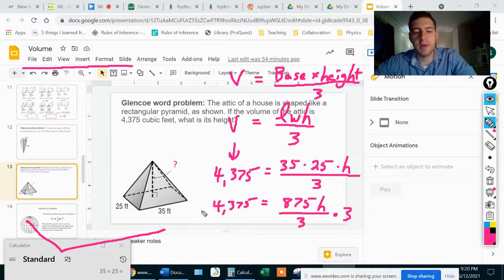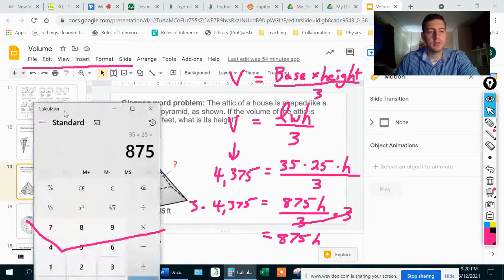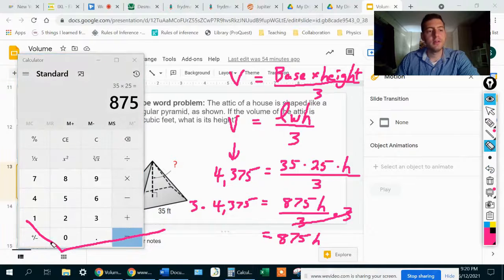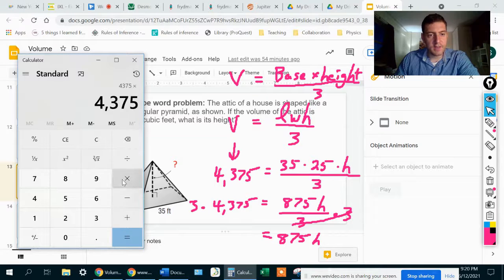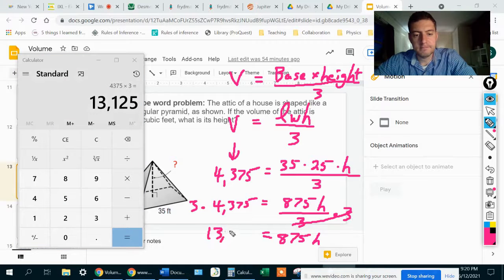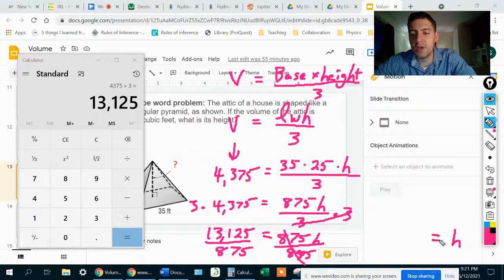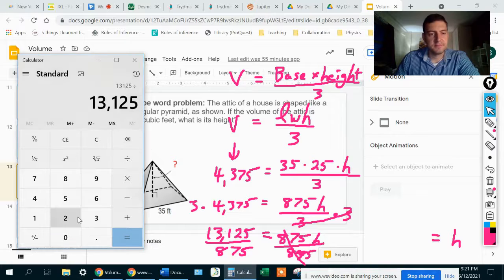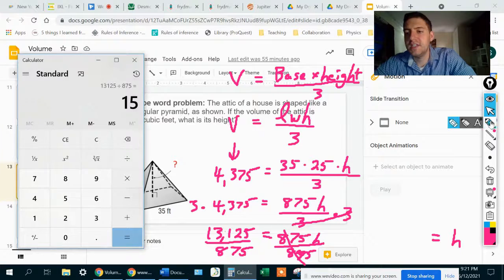And we can multiply both sides by 3 to cancel this 3 in the denominator here. And we would get 875h is equal to, let's see, so we want to do 4,375 times 3. We get 13,125. Okay, then let's divide both sides by 875. I always seem to run out of space right at this point, like every time. So I'm going to get h equals 15.